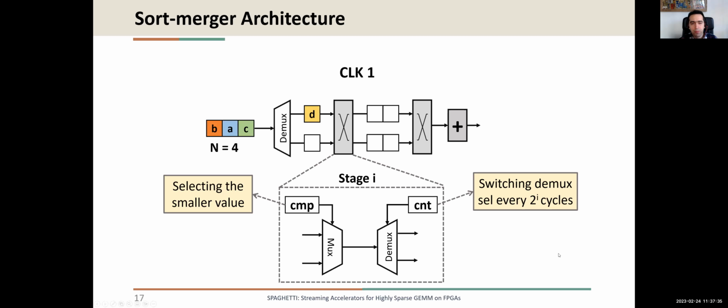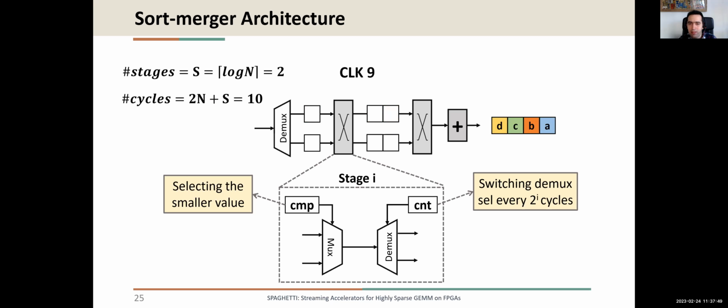Every clock cycle, we take in a value from the input, and it is fully streaming. If I show you the cycles, after 10 cycles from 0 to 9, we will have the result sorted on the output side. The number of stages is log n, so that we can sort an array of size n, and the cycles is 2 times n plus s.